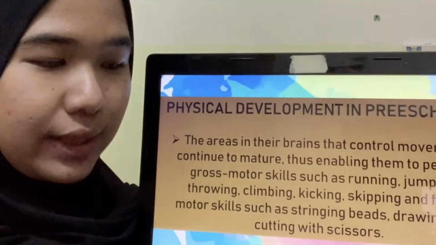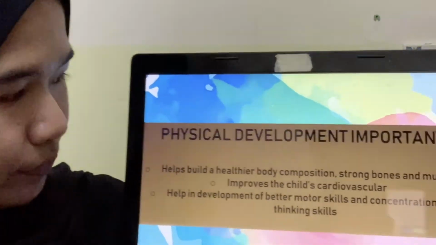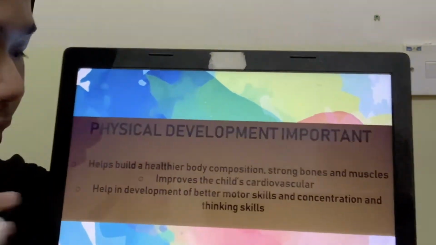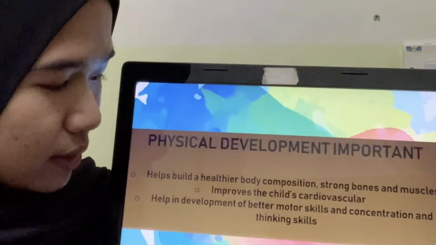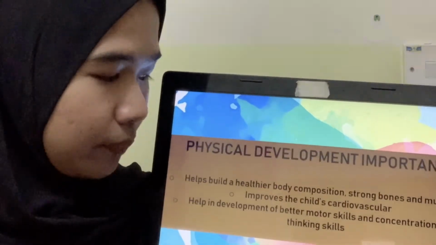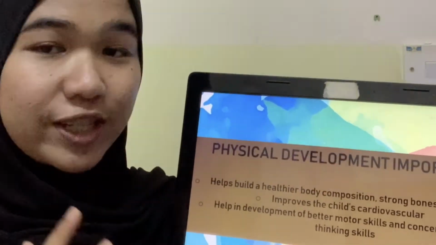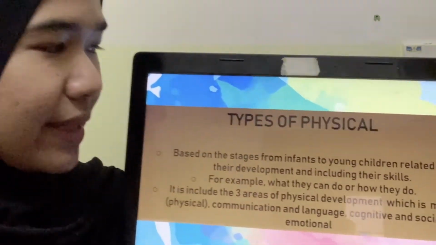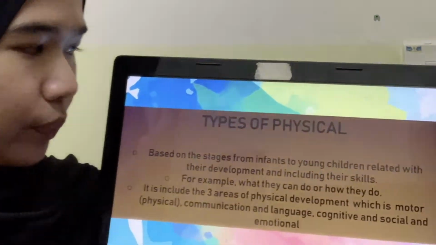Next, why is physical development important? Because it helps build a healthier body composition, strong bones and muscles. Second, it improves the child's cardiovascular health. Third, it helps in the development of better motor skills, concentration and thinking skills. Next, the types of physical development.